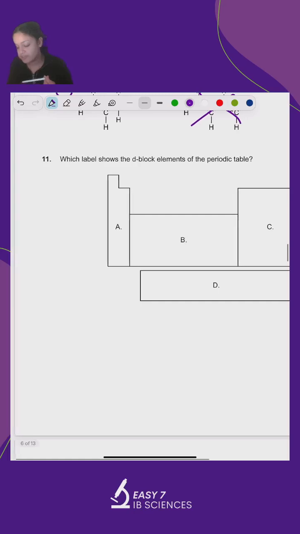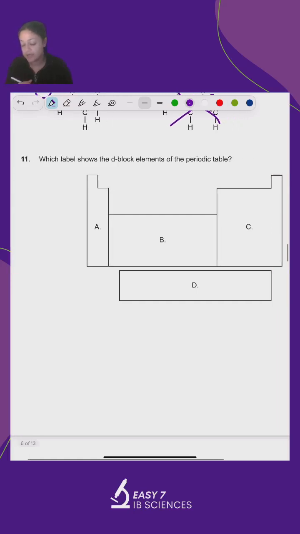Okay, question number 11. Which label shows the D block elements of the periodic table? So someone said B. Absolutely. So this is the May 25 SL IB exam for chemistry, time zone 2, paper 1A. Absolutely. So B is the correct answer.